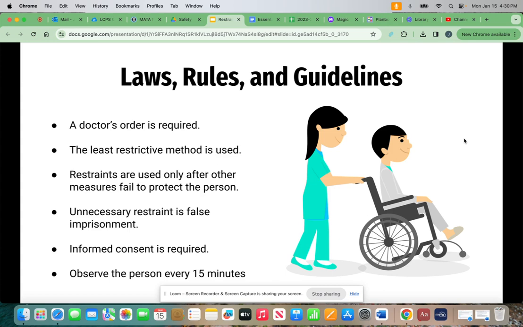It's important to observe the person every 15 minutes while they are in restraints. Restraints can be dangerous. Injuries and death can result from improper restraint use. Breathing and circulation problems are examples. Remove or release the restraint, reposition the person, and meet basic care needs at least every 2 hours.